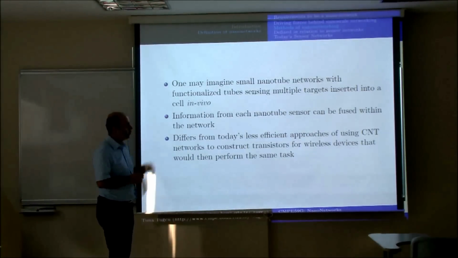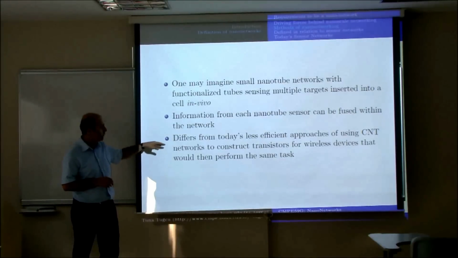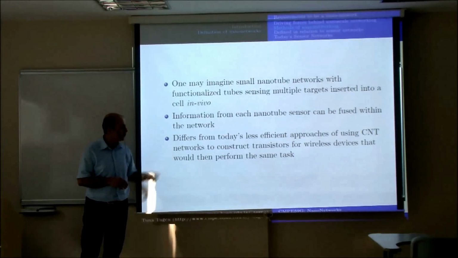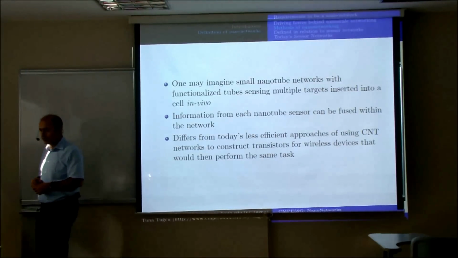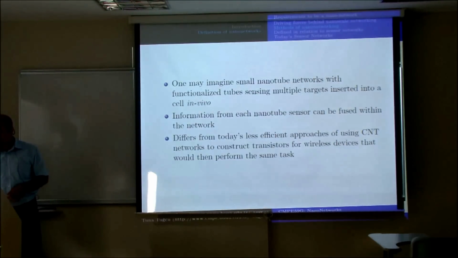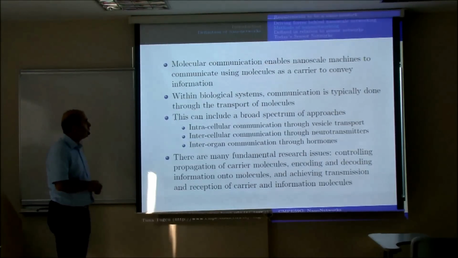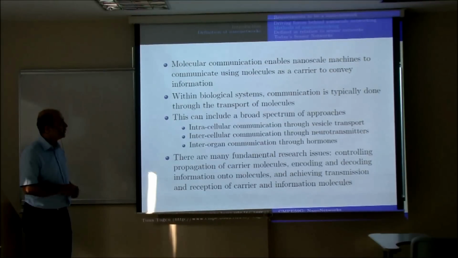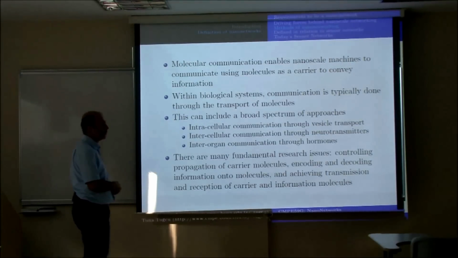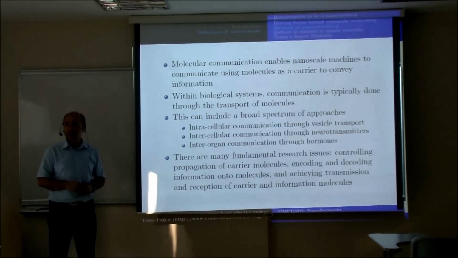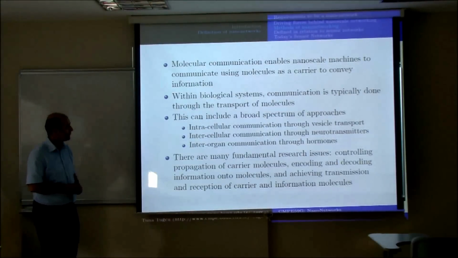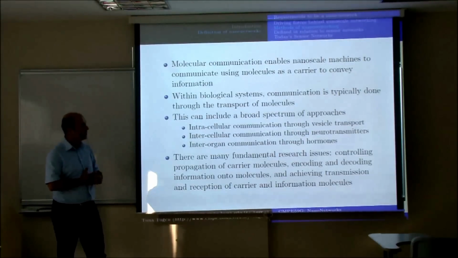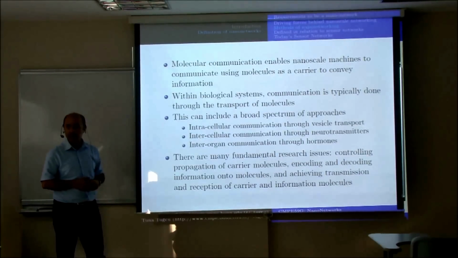Information from each nanotube sensor can be fused within the network, and it differs from today's less efficient approaches using carbon nanotube networks to construct the transistors for the wireless devices. Molecular communication is one way of enabling nanoscale machines to communicate using molecules as the information carrier signal. Inside biological systems, the communication is typically done through the transport of these molecules.